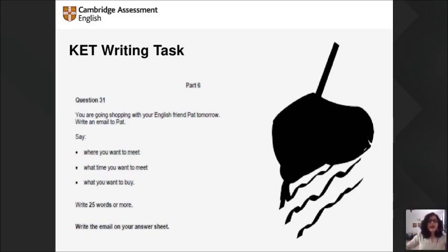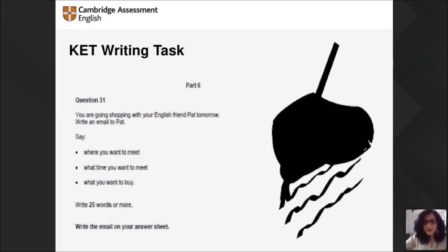Now, this is in front of you. You have a sample task of part 6 of the KET exam. So I will read out the task to you and I will walk you through the task. The task says, now what does the task want the candidate to do? The task says you're going shopping with your English friend Pat tomorrow. Write an email to Pat. Say where you want to meet, what time you want to meet, what you want to buy. Write 25 words or more. Write the email on your answer sheet.